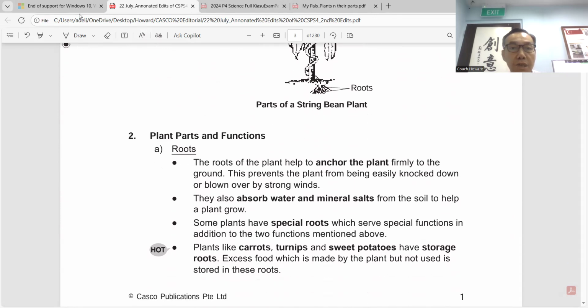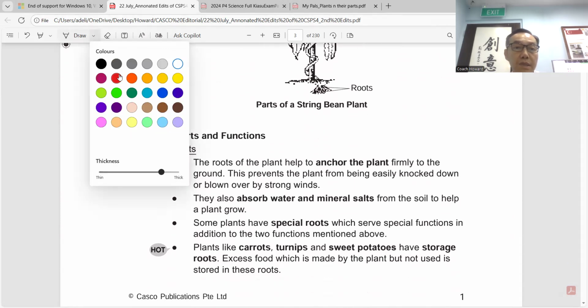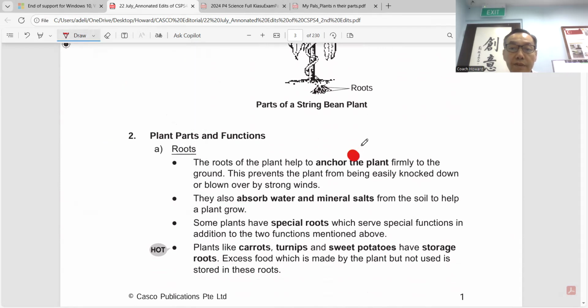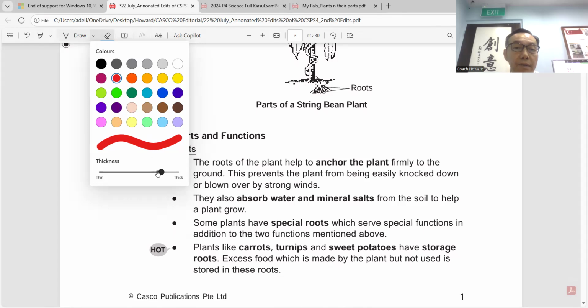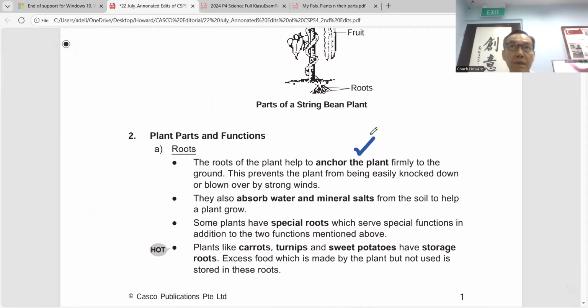Firstly, the student must understand the function of roots. So what are roots for? Firstly, they anchor the plant to the soil. Anchor means hold firmly, just like the ship anchor, right? When the ship stops at the port, you need to drop anchor and it holds the ship firmly without being swayed away by the waves. So similarly, the roots anchor the plant.